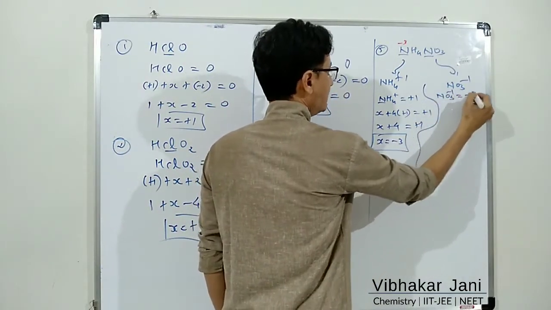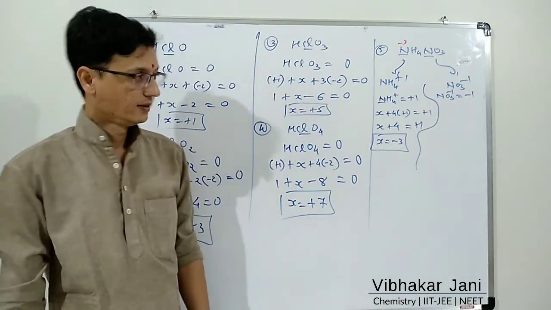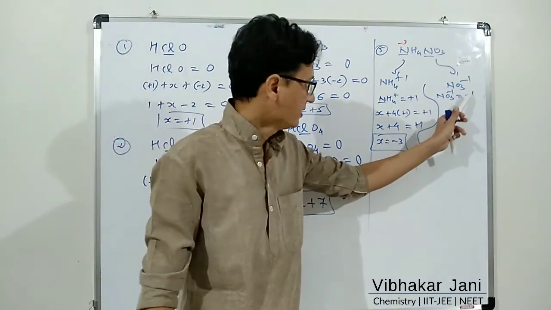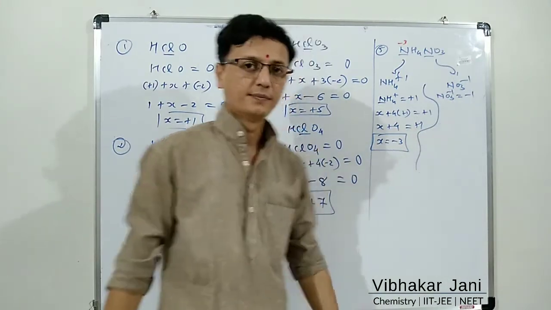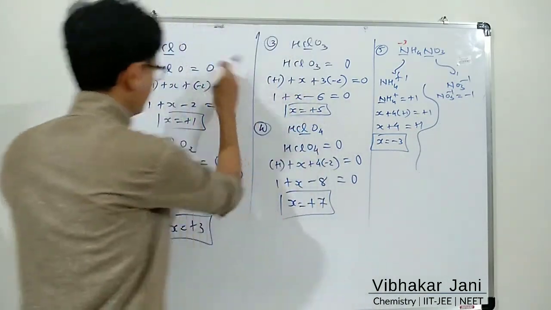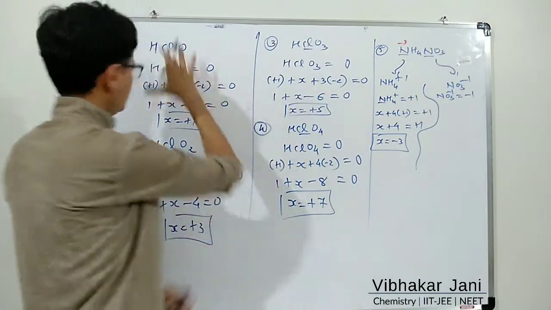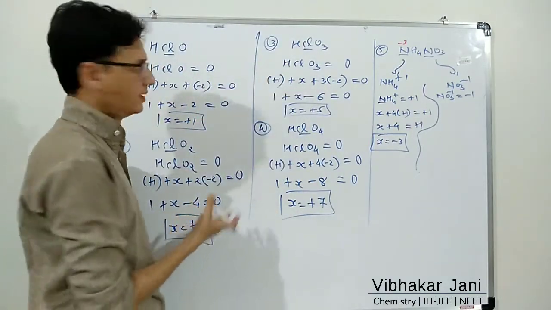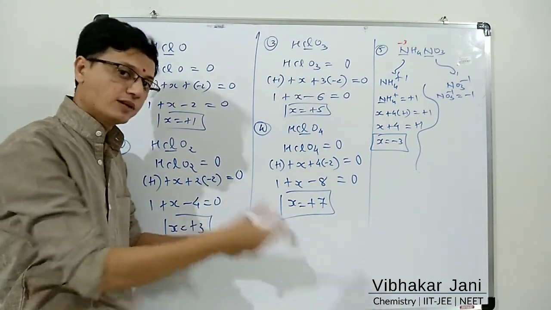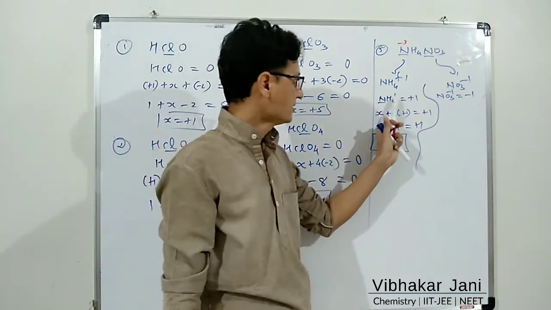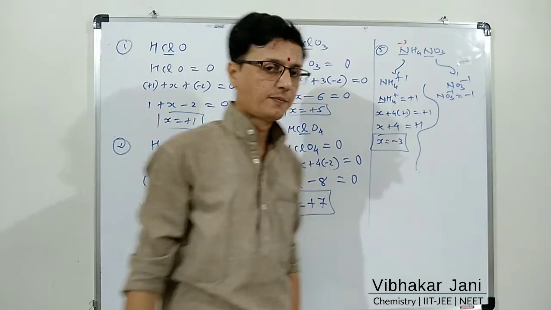NO3 minus 1 is equal to minus 1. Here we have to write the charge which is situated on the species after the equal to sign. Here we put 0. Why? Because these are neutral species. There is no charge on these species. Therefore, we have written 0 after equal to. But here the charge is given. Therefore, we have written the charge.